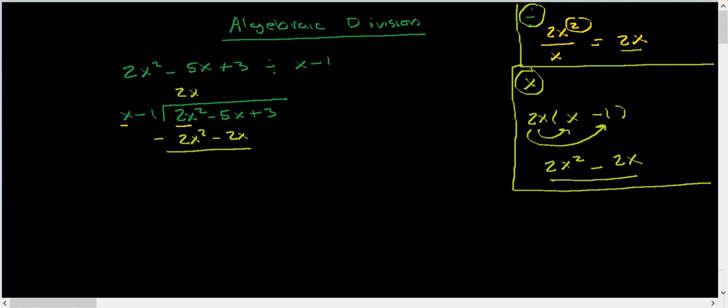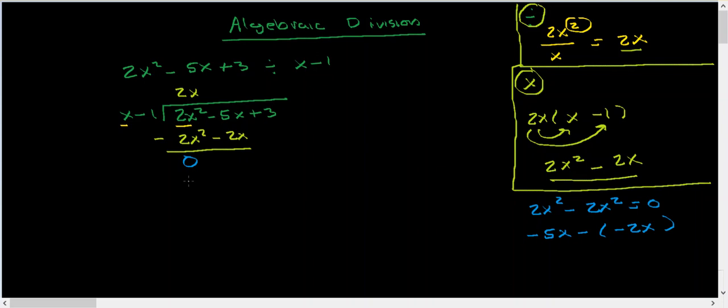What we do is subtract our answer from the bigger expression. So we're going to have 2x squared minus 2x squared, which is equal to 0. These two just cancel out and are equal to 0. And then you're going to have minus 5x minus, bracket, minus 2x.